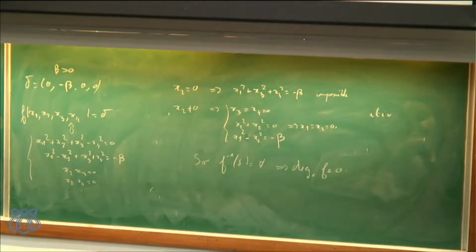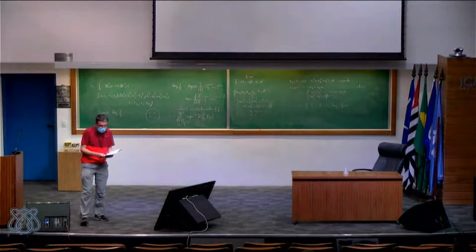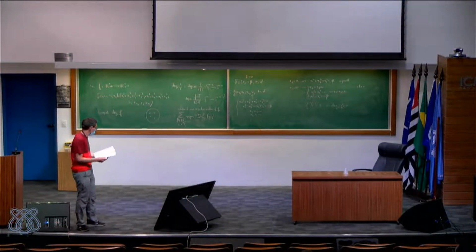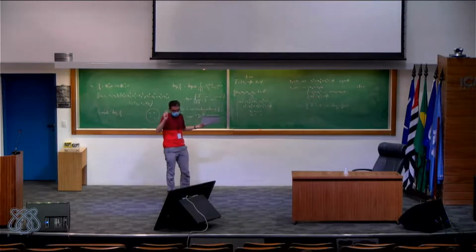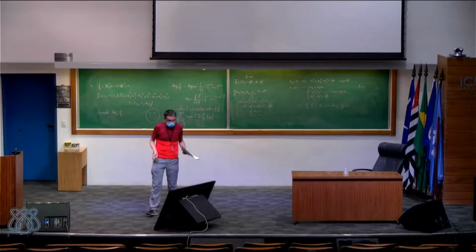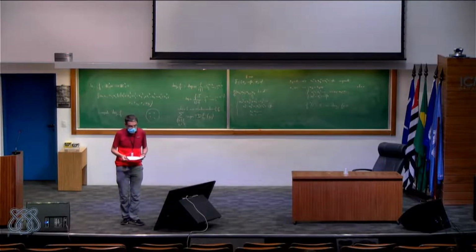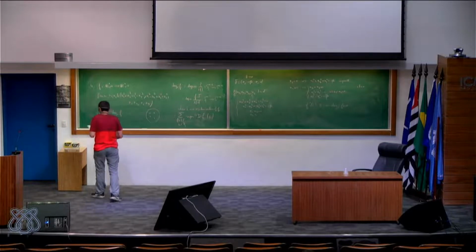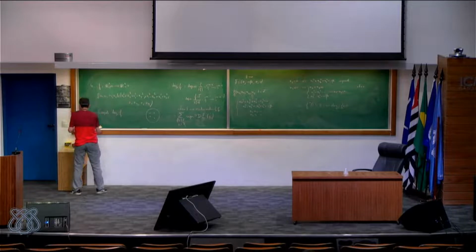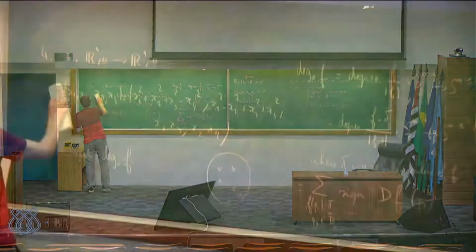So let's do another example with the same method. Here it is a regular value because it has no preimages. In this case, it's a regular value. So let's do an example with a non-empty preimage. This is more interesting. It's just a small modification here.